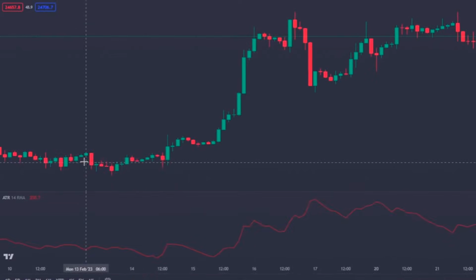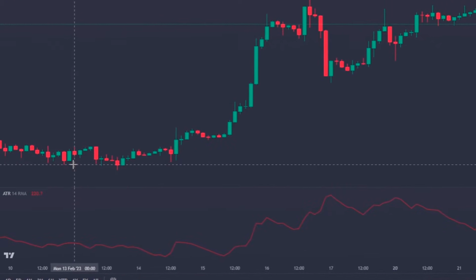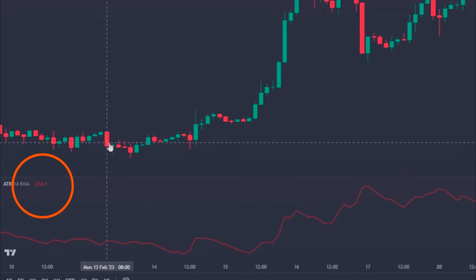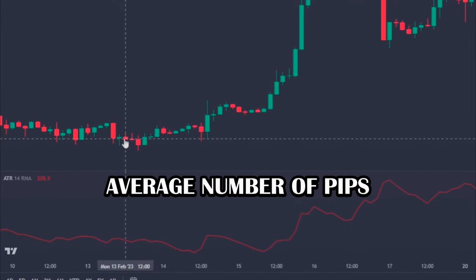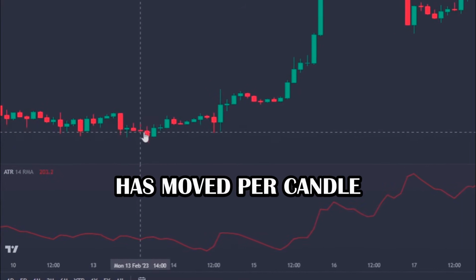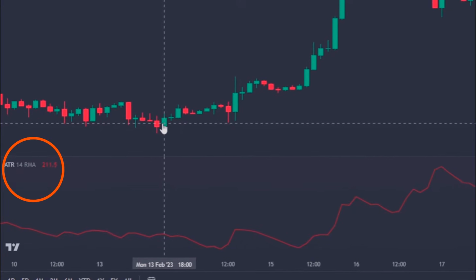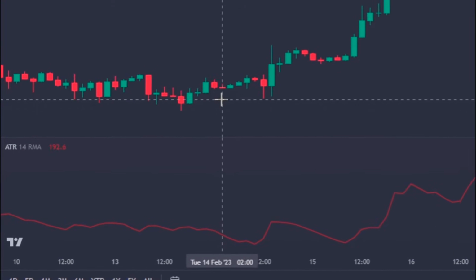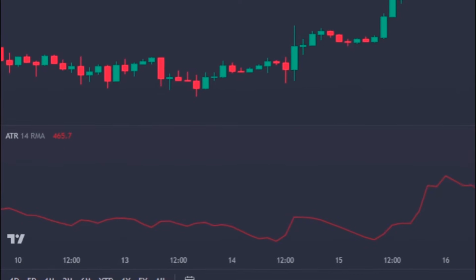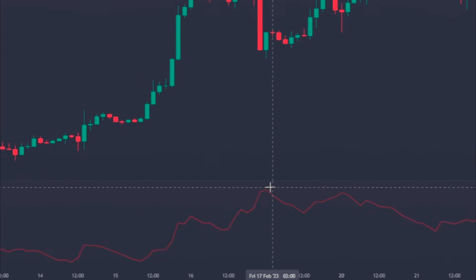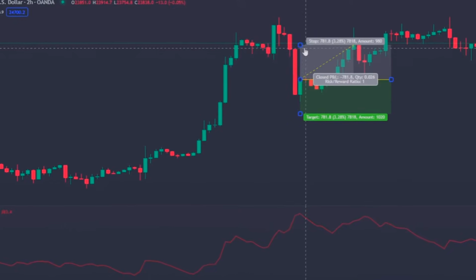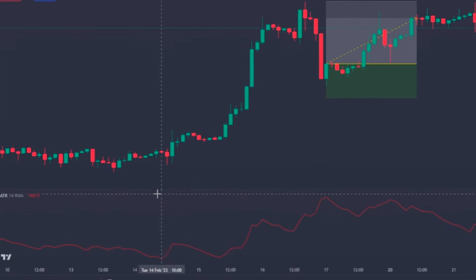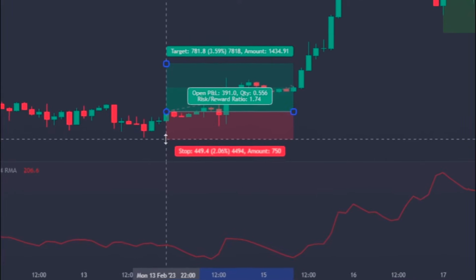And how should you use it? Well, it's quite simple. As you can see, after the close of each candle, the ATR gives us a value, which is the average number of pips that the asset's price has moved per candle in the last 14 candles. And it will be this number that will be used to calculate how far our stop loss should be from our entry point. The more volatile the market is, the higher this number will be, and therefore the higher our stop loss will be. And the opposite applies when the market is less volatile.